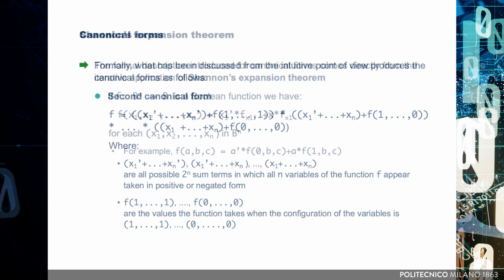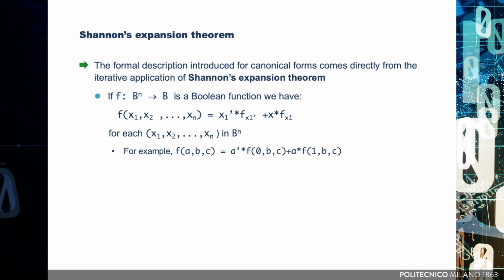The formulation of the canonical forms discussed here derives from the iterative application of a specific theorem, that is Shannon's expansion theorem. This theorem states that a function f with n variables from x1 to xn can be rewritten with respect to x1 as not x1 and f, where x1 is always 0, plus x1 and f, where x1 is always 1. This rewriting, shown here for x1, can be applied to any variable xi of the function.